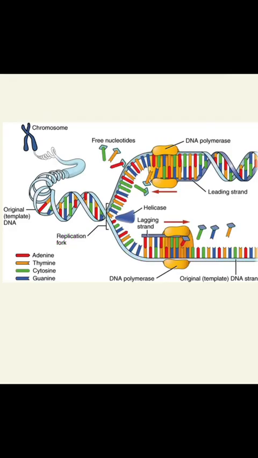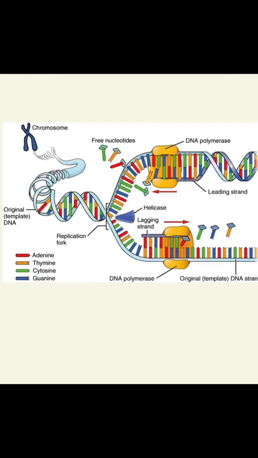Alright, the next step, DNA polymerase adds the new nucleotides. So where is it? Here's DNA polymerase, this big yellow thing. It adds new nucleotides to each original strand in a 5' to 3' direction using complementary base pairing. So this is the leading strand here.